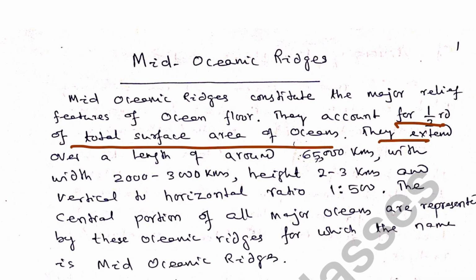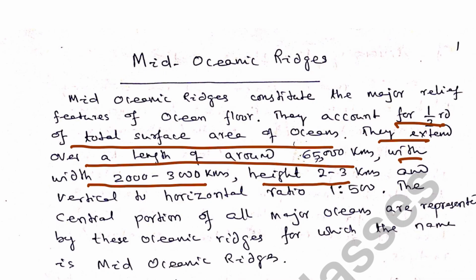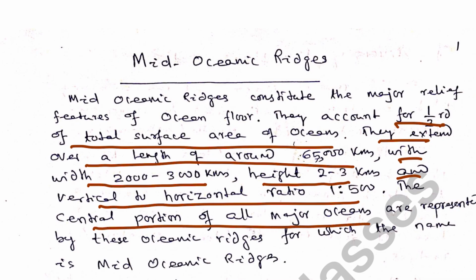So they extend about 65,000 kilometers in length with a width of about 2,000 to 3,000 kilometers, having a height of 2 to 3 kilometers, so that the vertical to horizontal ratio becomes 1:5,000. And these ridges mostly occupy the central portion of all major oceans, and that's why the name has been given as mid-oceanic ridges.